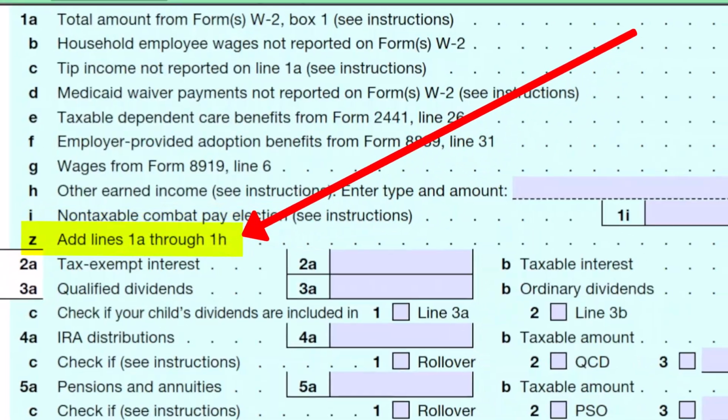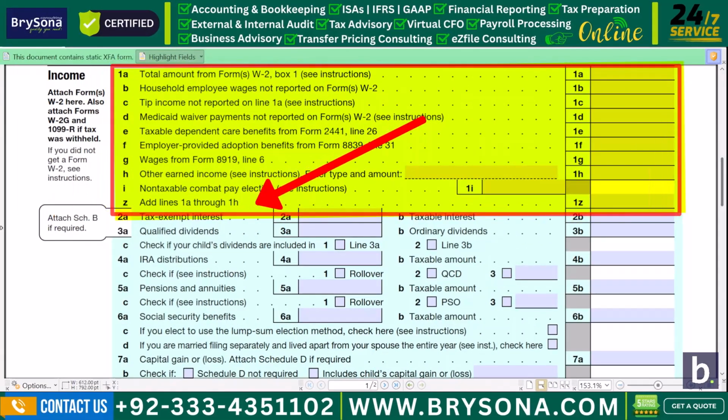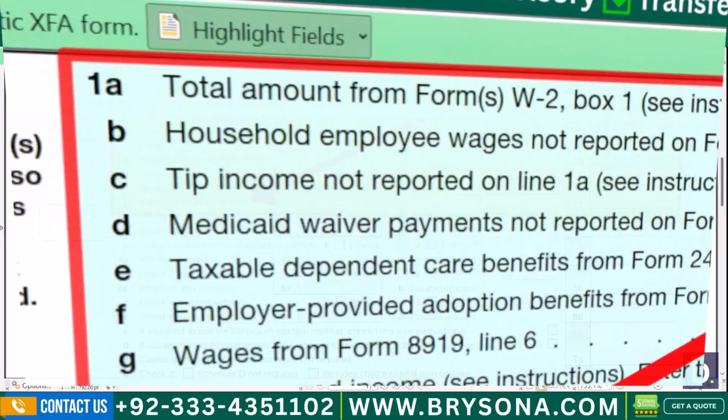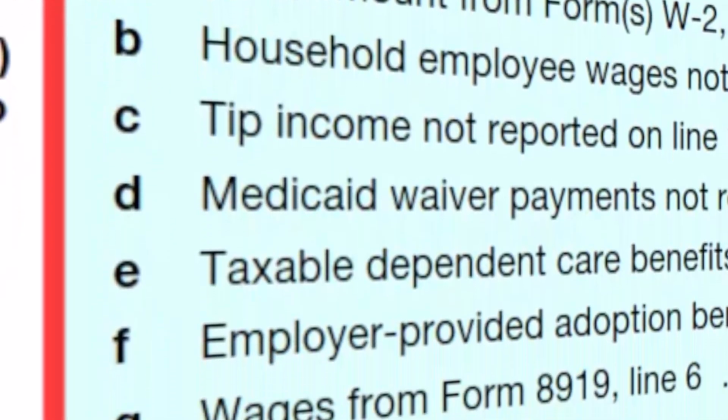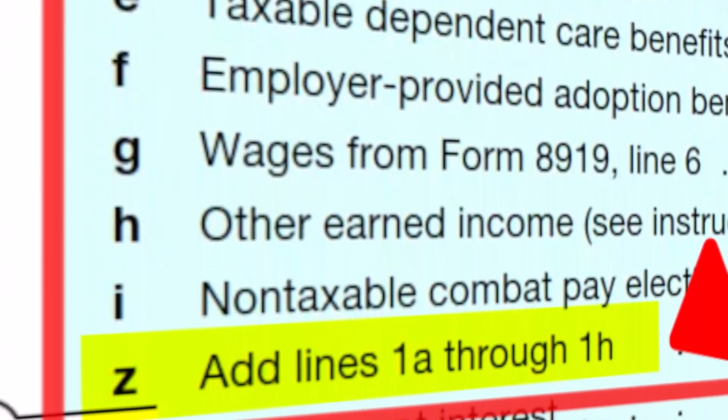Think of Line 1Z as the mathematical summary of your entire earned income profile. This line requires you to add the values from 1A through 1H to reach a single total for this section.